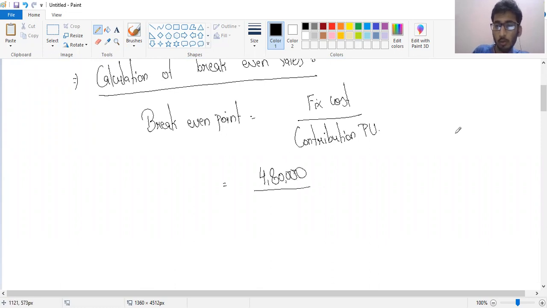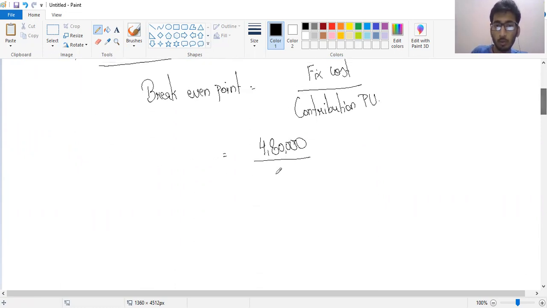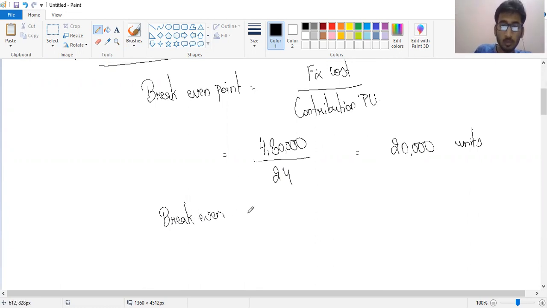What is contribution per unit? Contribution per unit is 24. So break even you can say is 20,000 units. Break even sale is 20,000 units. So break even sales in unit, I can say 20,000.